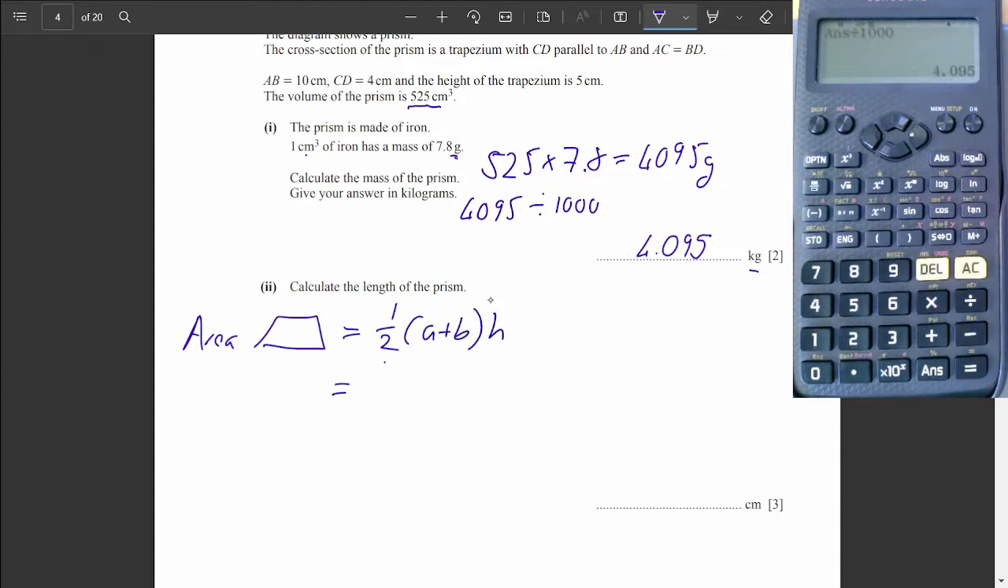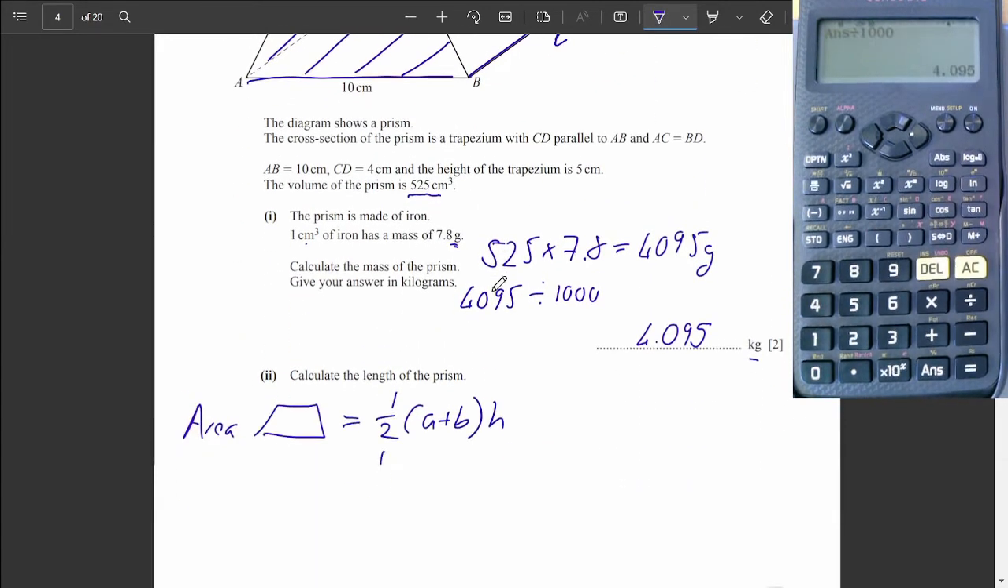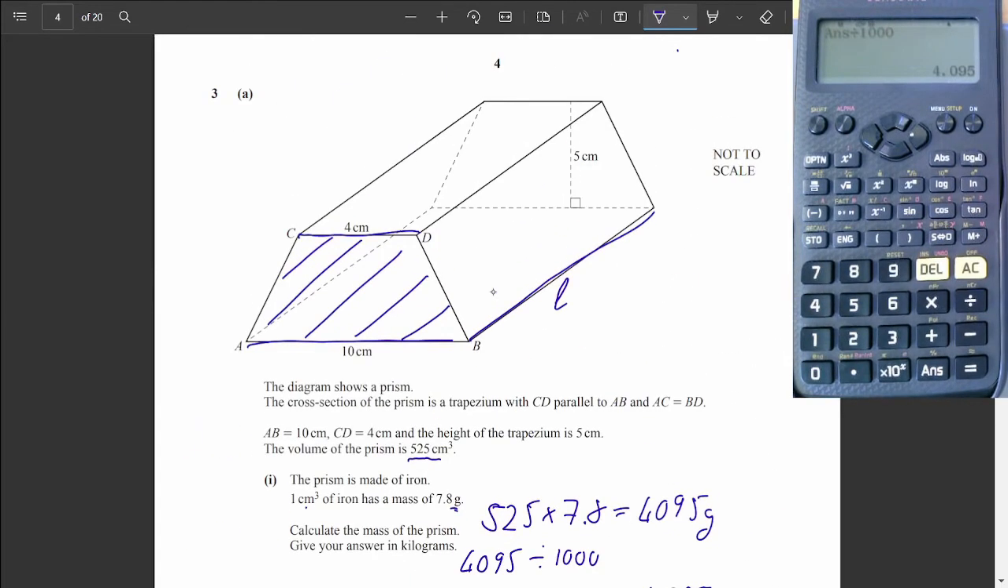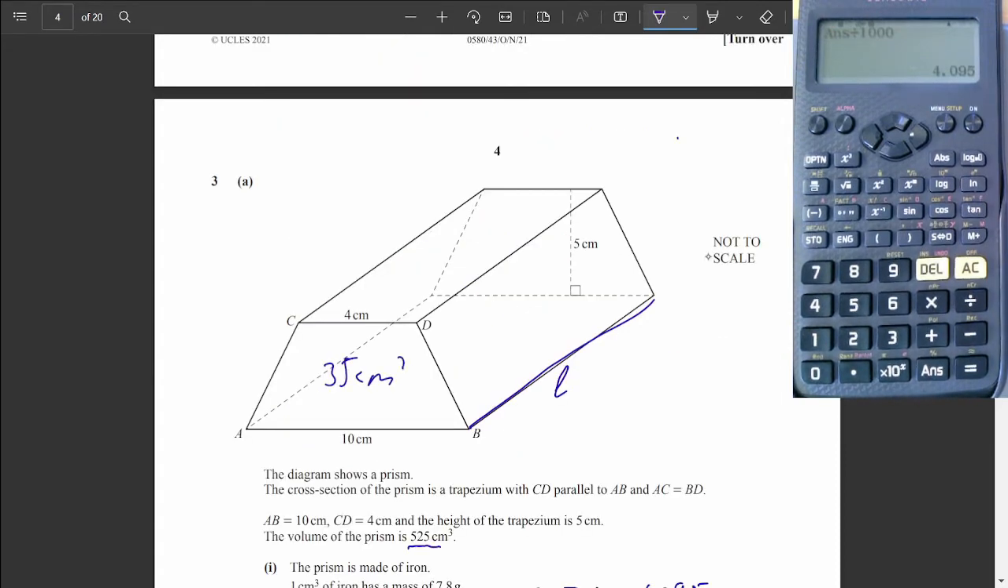Okay, now what do we have here? A and B is the two parallel sides, so that will be 4 and 10. So that's 4 plus 10, and the height, they've given it to us back there, is 5. So that will be 7 times 5, 35 centimeters squared. So we got the area here, 35 centimeters squared. To get the volume, we'll multiply that by the length.